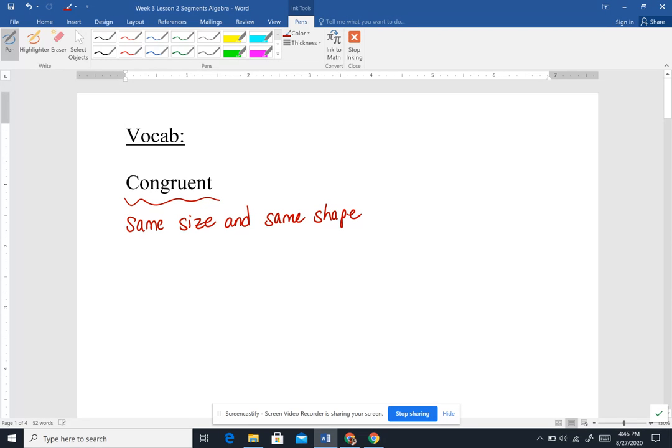Well, think about a line. It goes on forever in both directions. You can't have two lines that are congruent to each other because they're infinitely long. Same with rays, but you can have two segments that are congruent to each other.